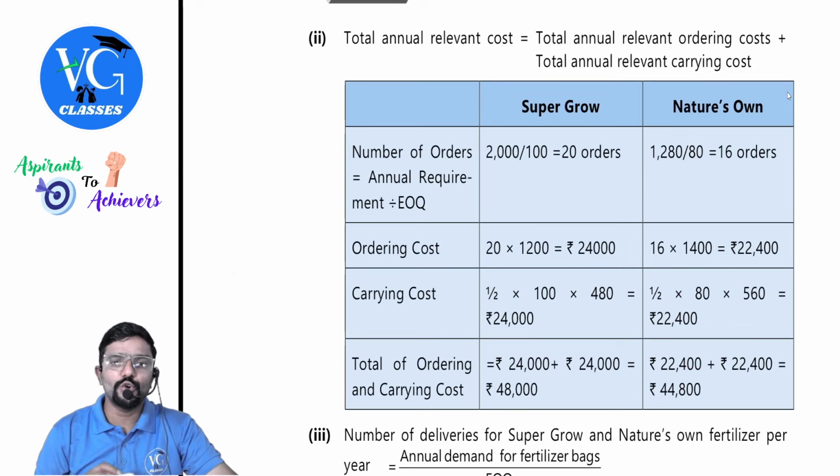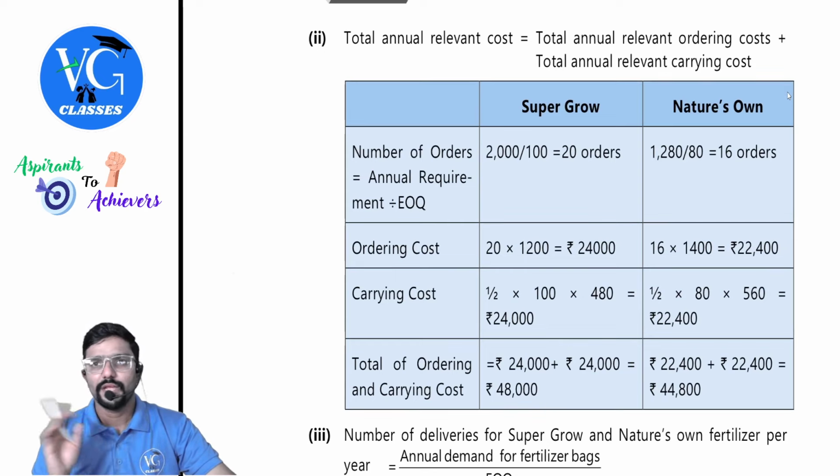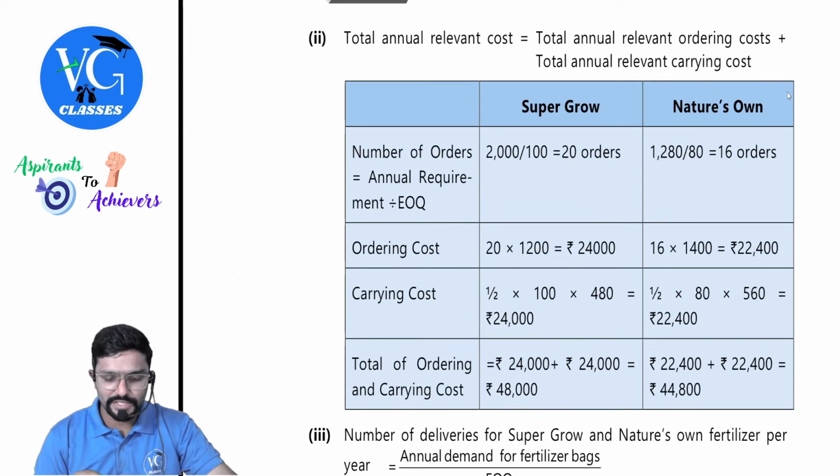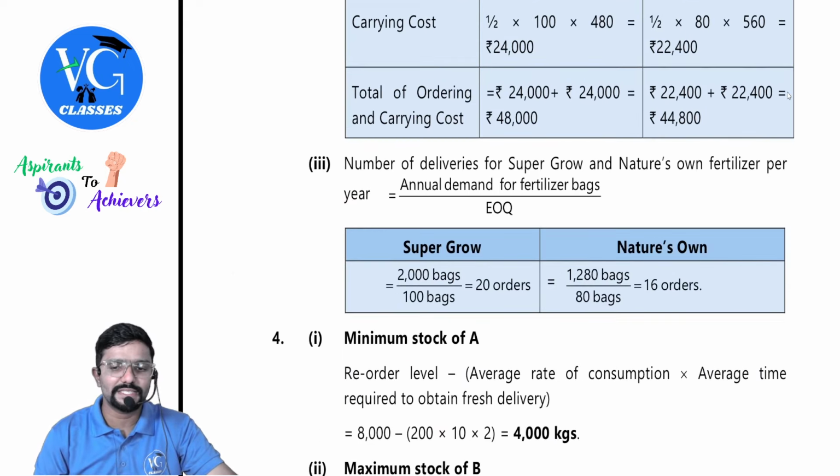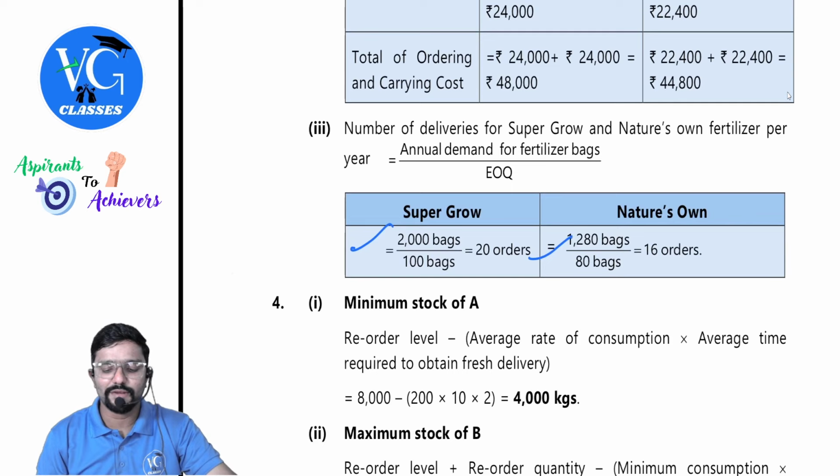Next, they have asked the total of annual ordering cost and carrying cost. We call it the total annual relevant cost. If I add up both, we will get it. What is it, sir? Number of orders they have shown separately. I don't think it is required here because they have asked it next. Last requirement is number of orders only.